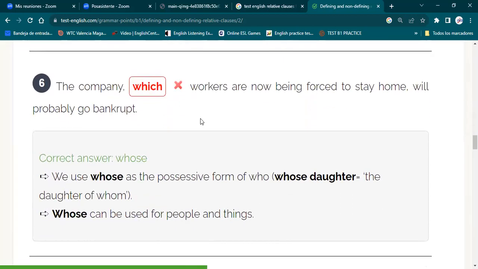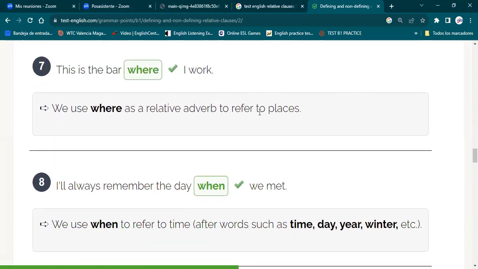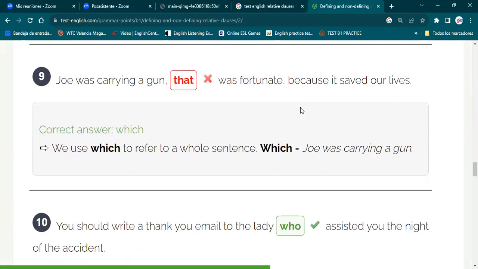The company, the workers belong to the company. Whose workers? Los trabajadores que le pertenecen a la compañía. The company whose workers. The bar where, the day when, and again, which. Not that was fortunate, because the gun cannot be fortunate. Joe was carrying a gun that was fortunate, o sea, el arma fue afortunada, ¿no? La situación fue afortunada, no el arma.